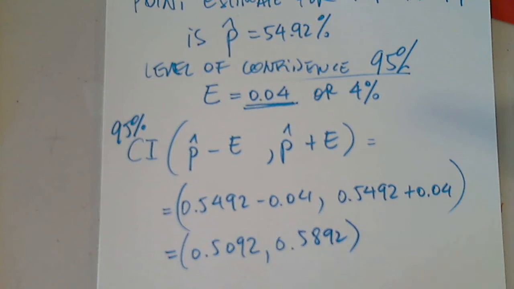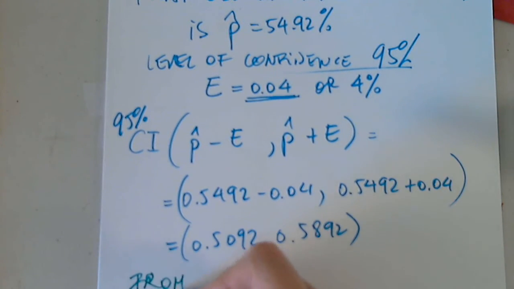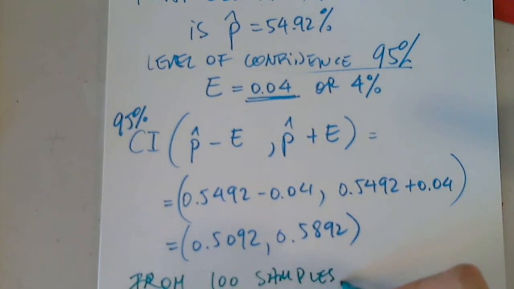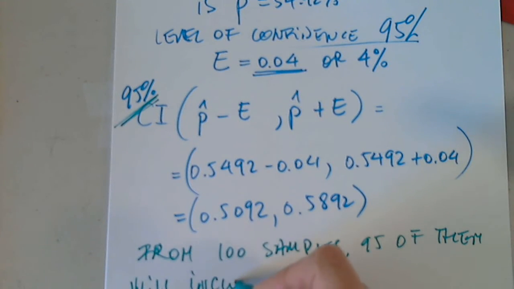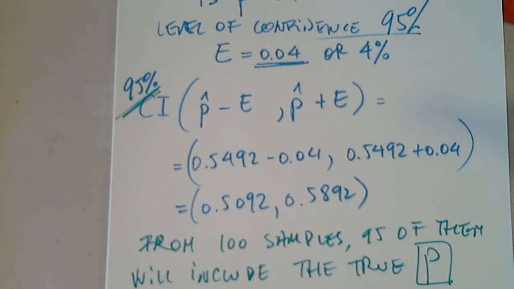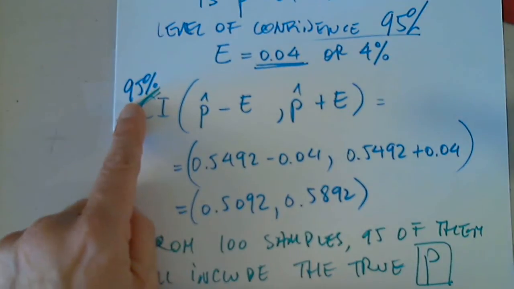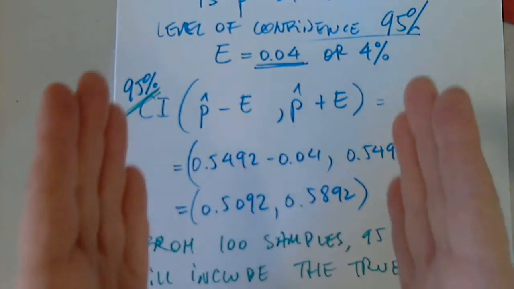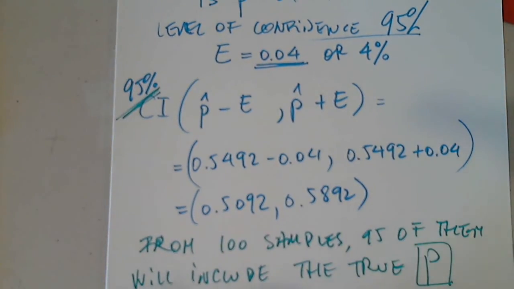Okay, so now, what is the interpretation? From 100 samples, 95%, 95 of them will include the true population proportion P, which I don't have. If I repeat this experiment, if I do this with another sample of 1016, and I repeat and I repeat and I create 100 samples, and I create 100 confidence intervals of 95% with the same sample size, but they will all be different. At least 95 of these intervals will include the true population proportion. Potentially, 5 of them will not.